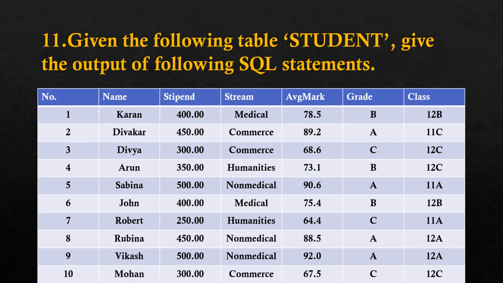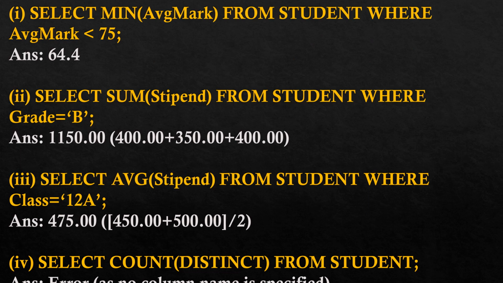Now consider this table and give the output of the following SQL statements. This is a student table having different columns like student number, name, stipend, stream, average mark, grade and class. Now select minimum of average mark from student where average mark is less than 75. So here the answer is 64.4, and you can see the minimum average mark is 64.4.